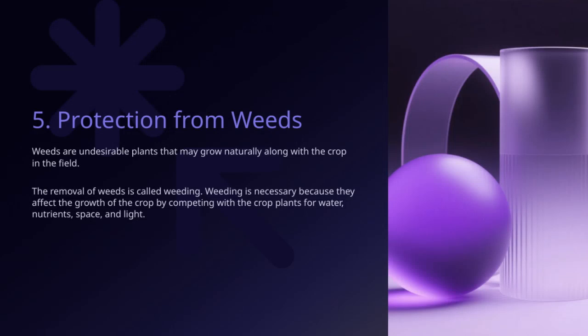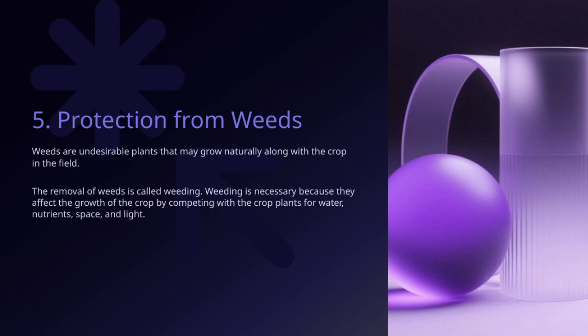Now, let's talk about protection from weeds. Weeding, as you might already know, is the process of removing weeds from the field. This step is really important because weeds can negatively impact our crops. They compete with the crop plants for essential resources like water, nutrients, space, and light. If we don't control weeds, our crops might not grow as well or produce as much yield.